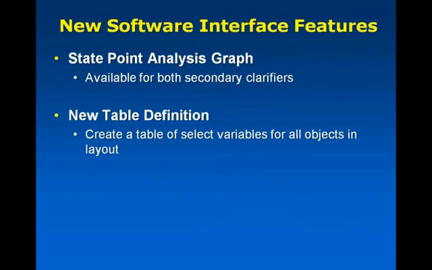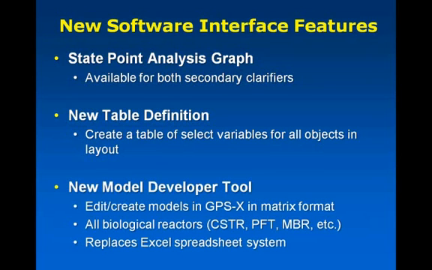We've added a state point analysis graph for our secondary clarifiers, and I'll show you that shortly, and a new table function, which allows you to create a table of concentrations or any parameter value that you'd like to plot throughout your layout. You can select areas where you'd like to display something, and that's assembled for you. I would have to say this is probably our number one new thing that we're getting feedback about, and I know you'll probably want to start using it right away.